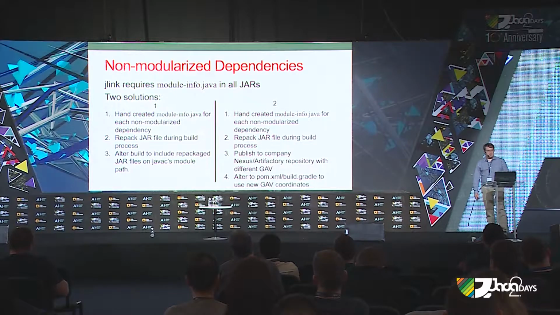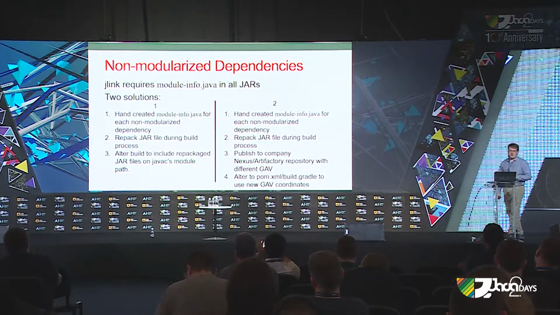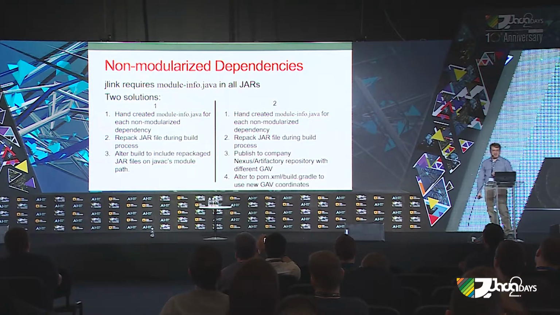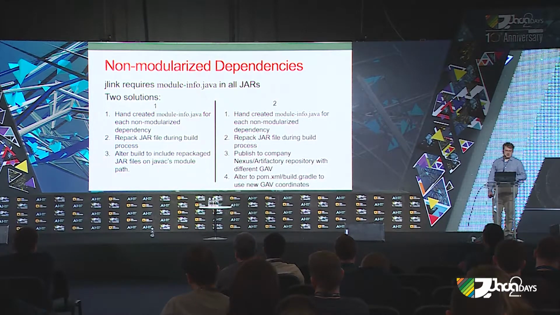So jlink requires module-info.java and all jar files. You have two solutions for this problem. You can hand create module-info files for each non-modularized dependency, repack the jar file during the build process, and then alter the build process to include the repackaged jar files on the javac classpath. So this is actually quite a bit of work.